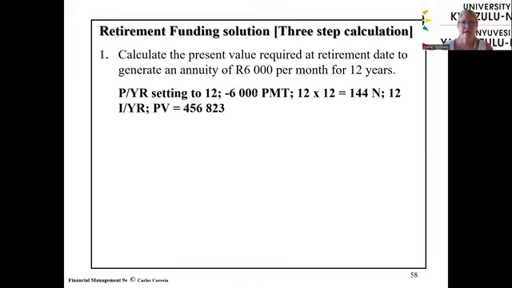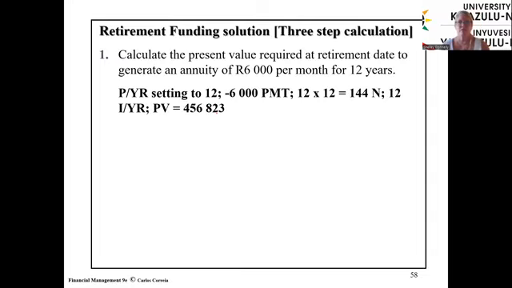It doesn't have to be a negative because it's going to be, how much you have to invest? No, it is, because it's going to be an outflow. She's going to draw it out of this fund. She's going to be drawing that out of the fund every month for 12 years. So that's 144 is our N. 12 is our I/YR. The computer will divide the 12 by 12. And the PV is 456,823.